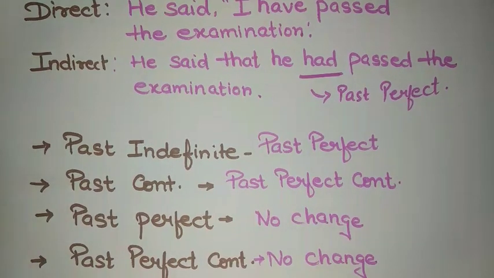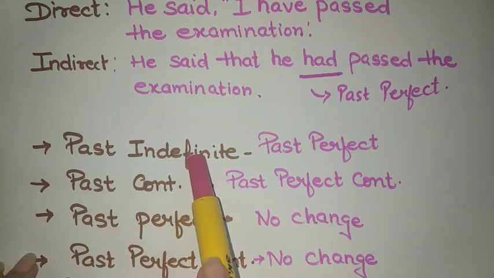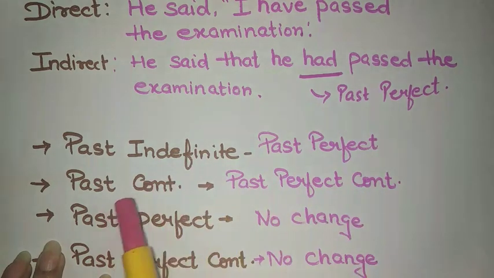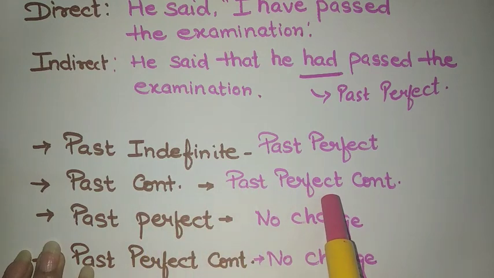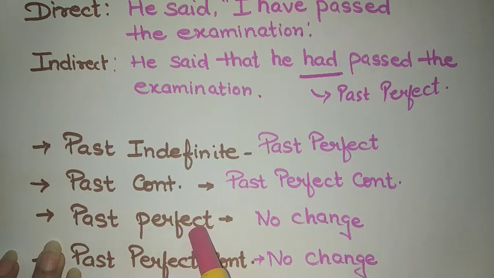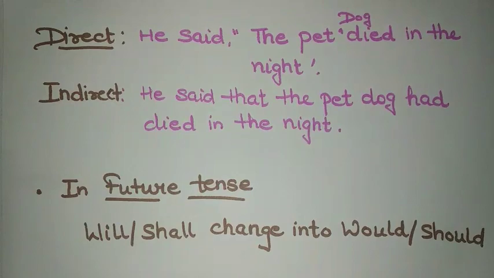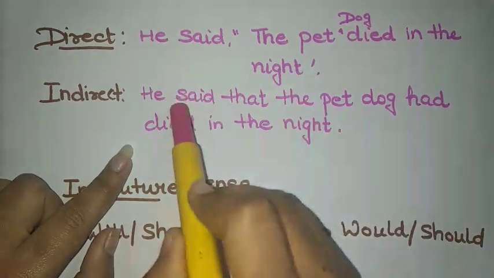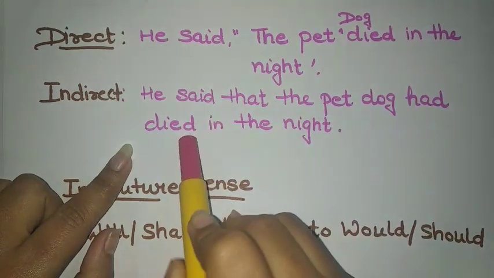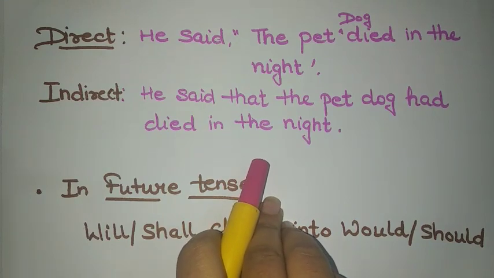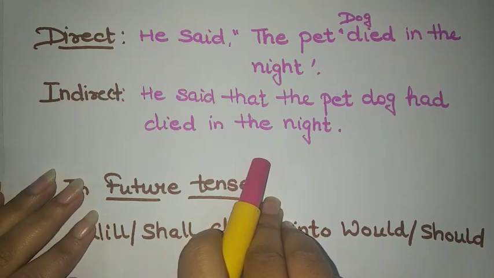Similarly, the changes in past tense will take place as follows: if the reported verb is past indefinite, it will get converted into past perfect. If it is in past continuous, it will get changed into past perfect continuous. But there will be no change in case of past perfect and past perfect continuous. See here, in direct speech, he said the pet dog died in the night. In indirect, it will become he said that the pet dog had died in the night. That is, as a rule, the simple past in the direct becomes past perfect in the indirect speech.